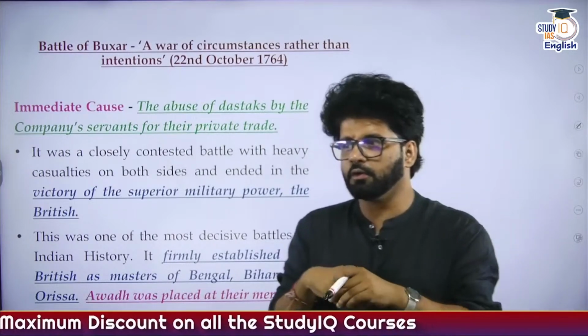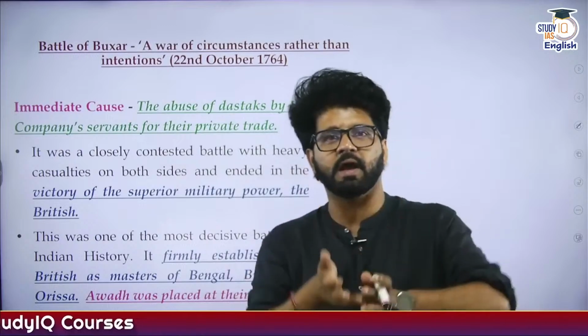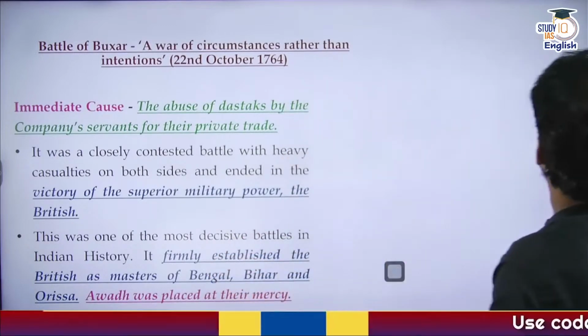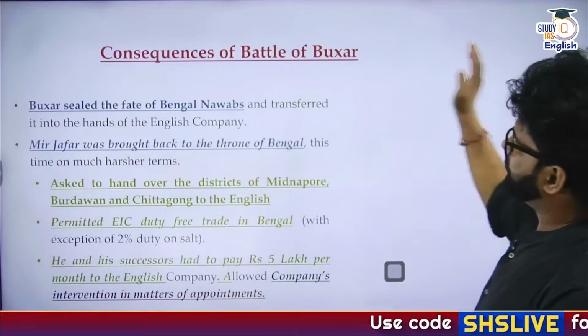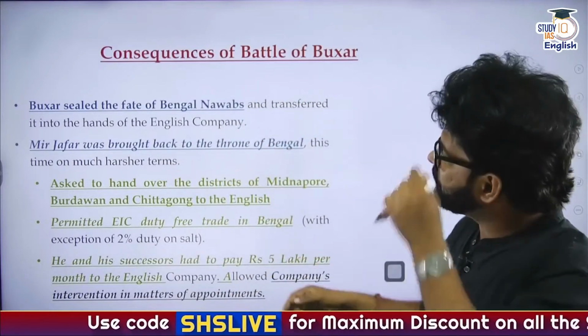Doesn't matter whether you are losing by 2 runs or 20 runs. A loss is a loss, and in this scenario, the three allies lost. Awadh was placed at their mercy. Buxar sealed the fate of Bengal, and so on. You can have a look at all these things. And then what will happen?